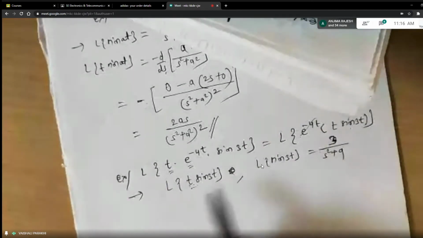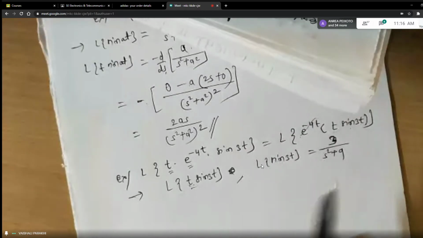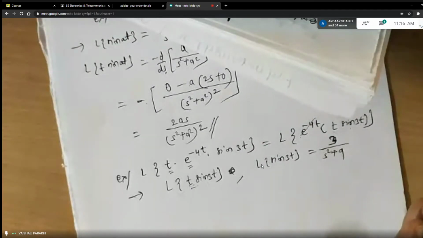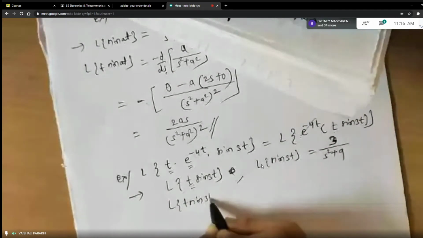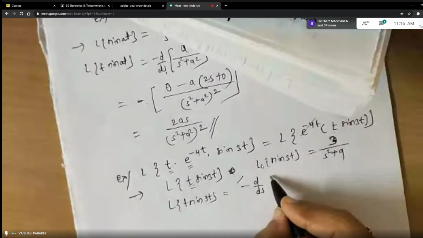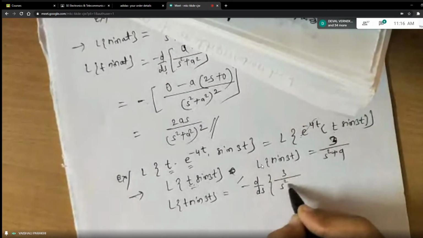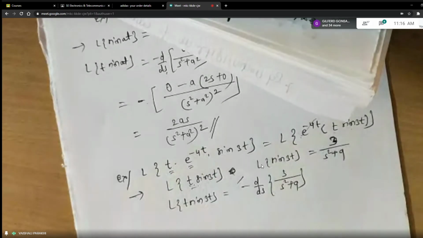And then the multiplication by t formula, what does it say, the working rule is here itself. You have to ignore t, done. Find Laplace of sine 3t, done. Now whatever answer you got, you'll be taking its negative derivative, right? Which is minus d by ds of 3 by s square plus 9. It is the same thing which we did in the previous example. Correct?